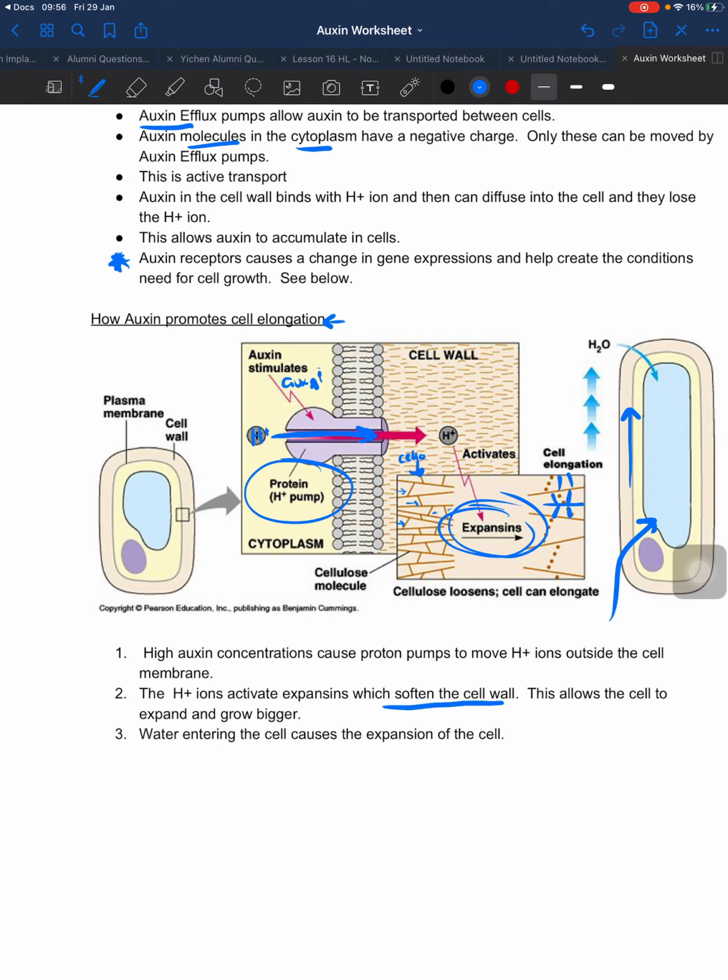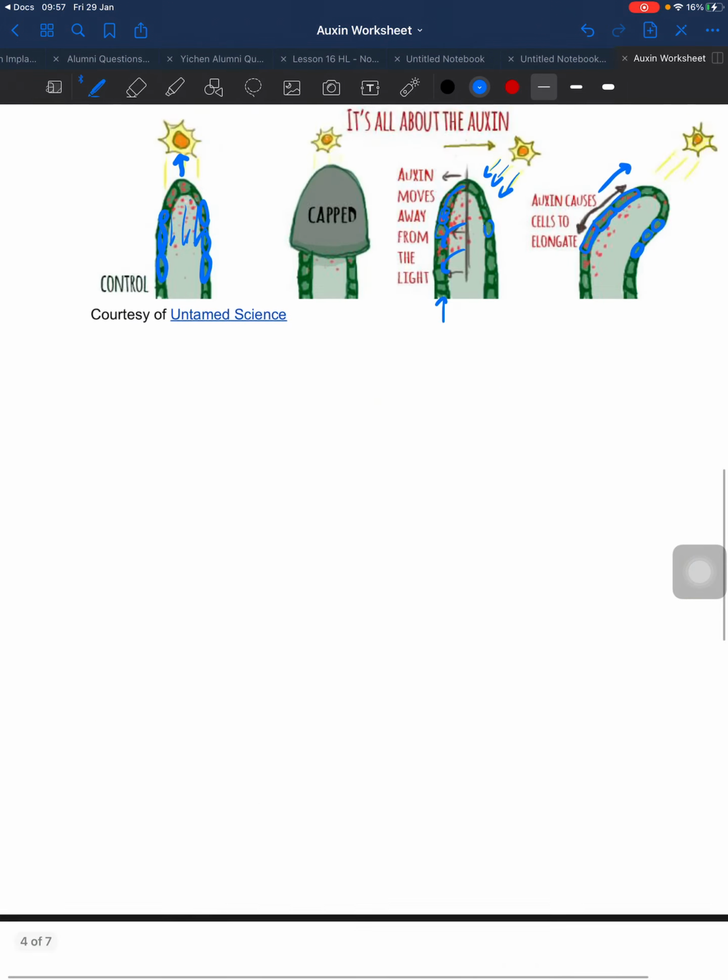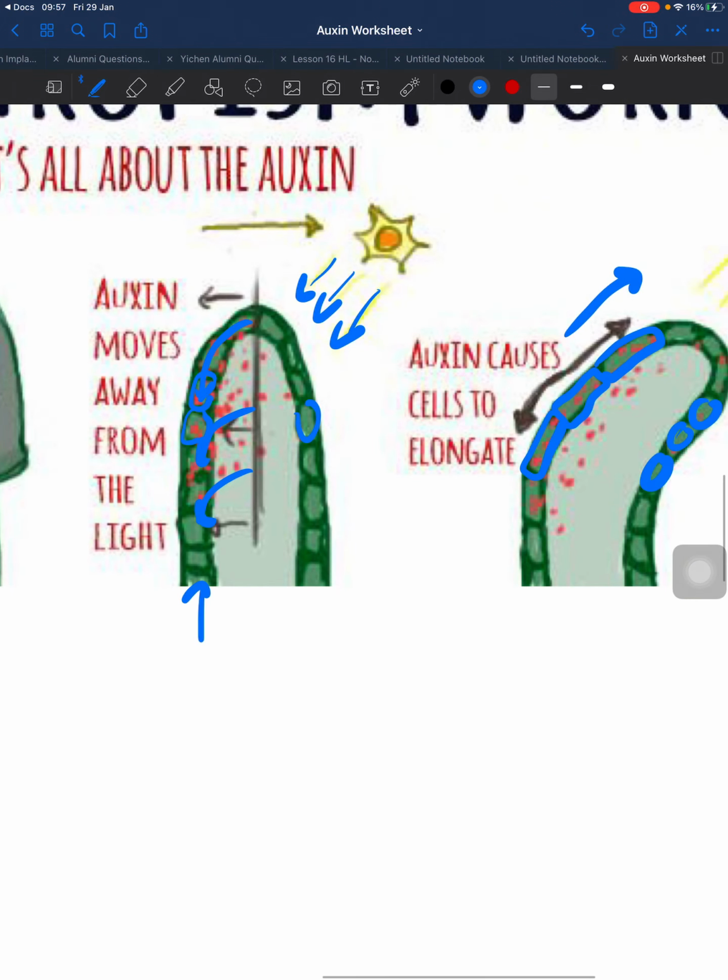So the idea is that high auxin concentrations cause H+ ions to be moved out into the cell wall, which softens the cell wall, and this allows the cell to expand by taking in more water, and that causes that cell to expand. But remember, it's only going to happen where you have these high auxin concentrations, because otherwise you're not going to activate those proton pumps to move that into the cell wall space. Okay.